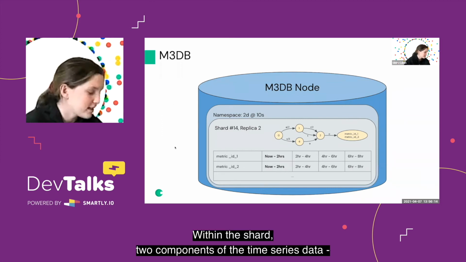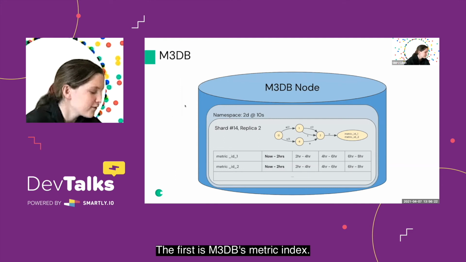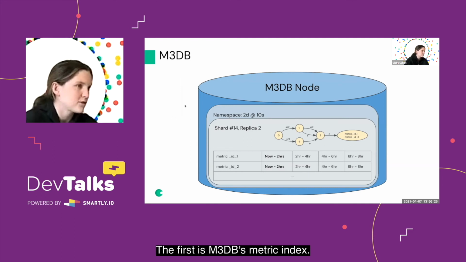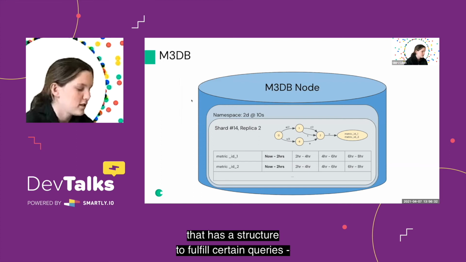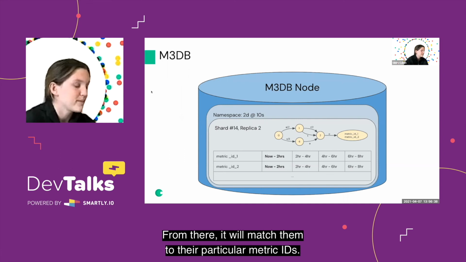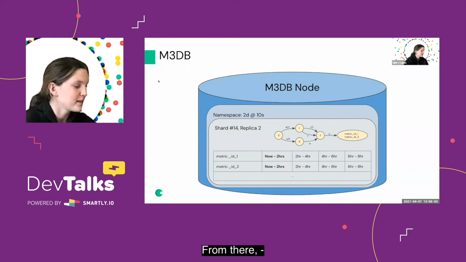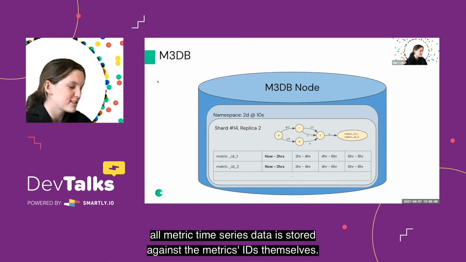Within a shard, there are 2 components of the time series data that you'll end up storing within your nodes. First, M3DB has an in-memory metric index. This is an inverted metric index that uses a trie-like structure to fulfill certain queries, as well as regex and glob patterns. And then from there, it'll match them to their particular metric IDs. And then the metric time series data is stored against the metric IDs themselves.